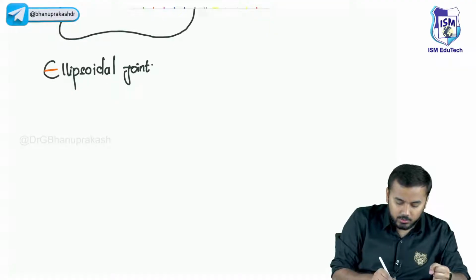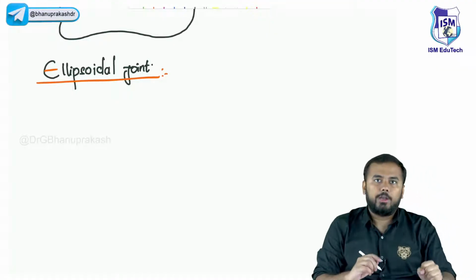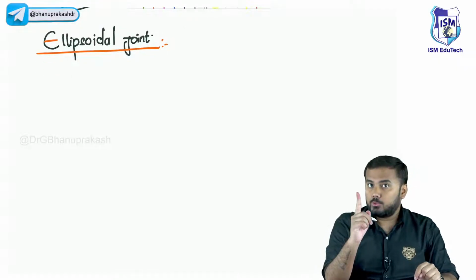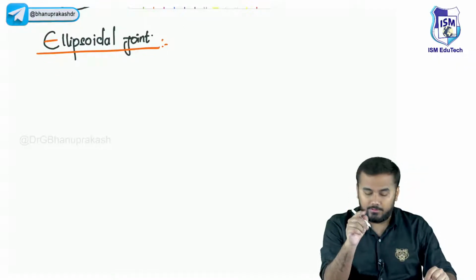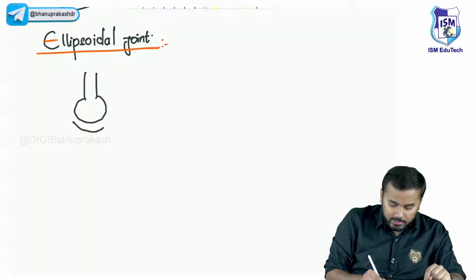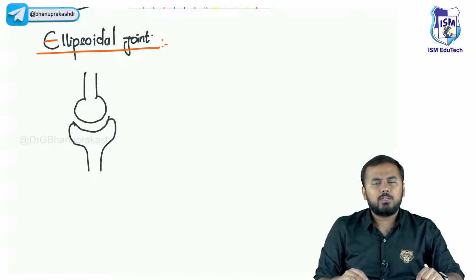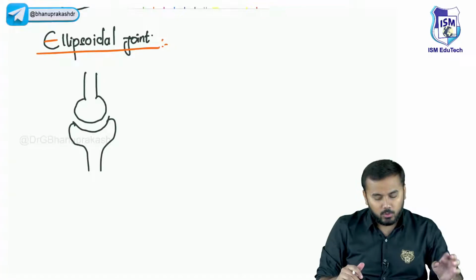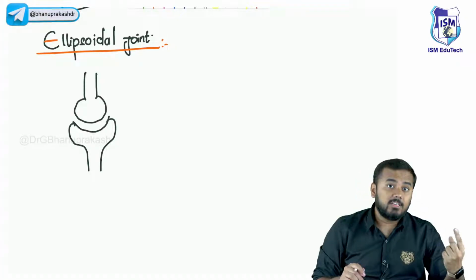This joint over here is called an ellipsoidal joint. Now look at the ellipsoidal joint very carefully, guys. Just look at this. This is one bone, right? And this is another bone. Now by looking at this, sir, this is not ellipsoidal. This is a condylar joint, because one is concave and another one is convex.